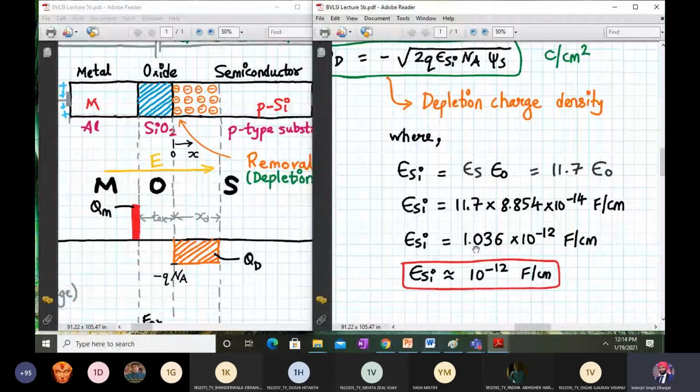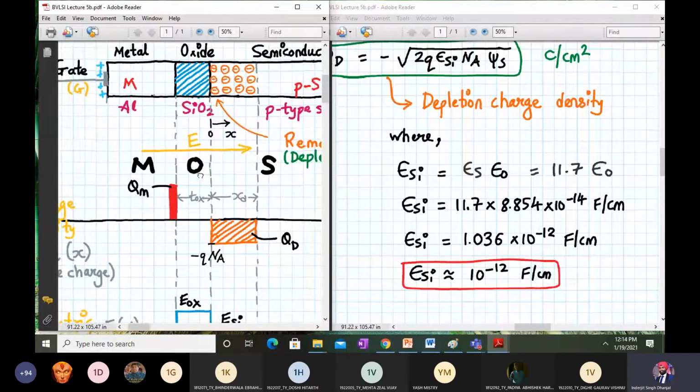Please confirm, one of you. So epsilon Si, the permittivity of silicon, will be approximately equal to 10 to the minus 12 farad per centimeter. Is the product of 11.7 and 8.854 into 10 to the minus 14 giving approximately 10 to the minus 12? Please, one of you, confirm.